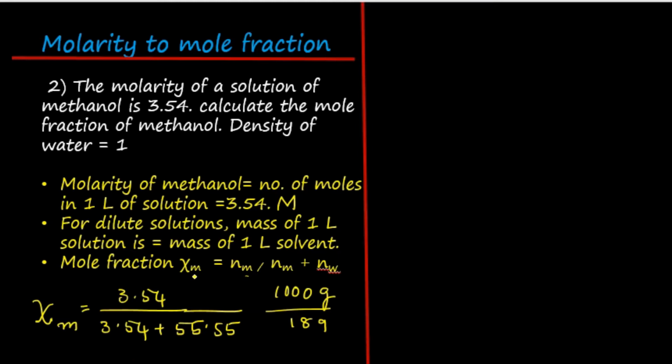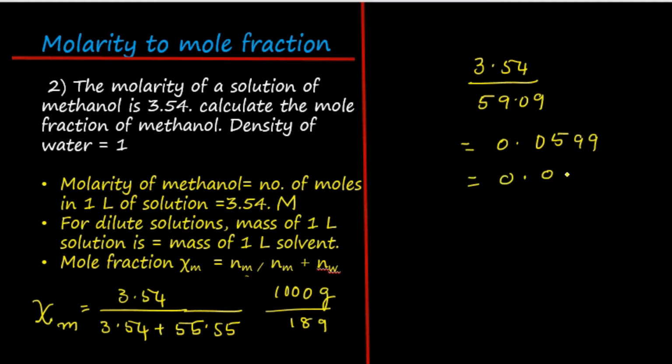So this is very simple. Simplification of this will give you 3.54 divided by 59.09, and that will be equal to 0.0599, and it can be rounded off to 0.06. The mole fraction of methanol is equal to 0.06.